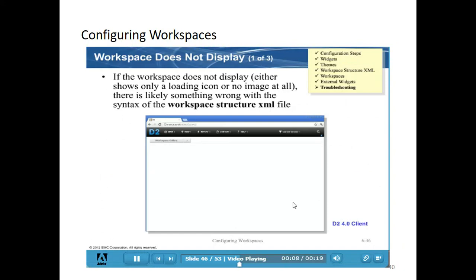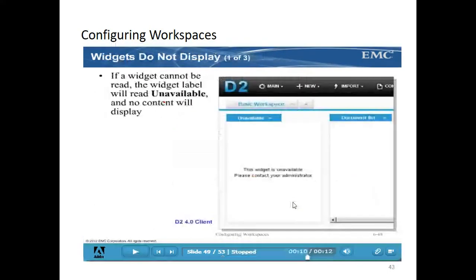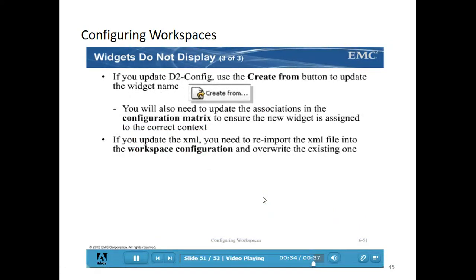To troubleshoot, basically you have to open the XML file. There it will show the error. You can identify the error, clear it, and override the XML file once again to avoid this issue. Mostly there will be a spelling mistake in the widget type. The widget type name is case sensitive as it is defined in the widgets document based browser, so the name should be exactly as it is. In order to update the D2 config, use the create form button to update the widget names.